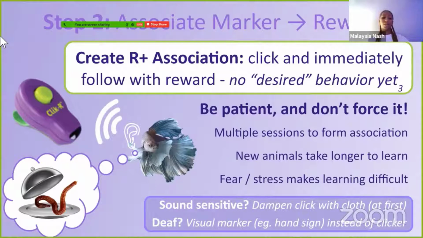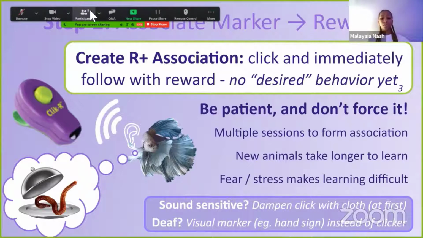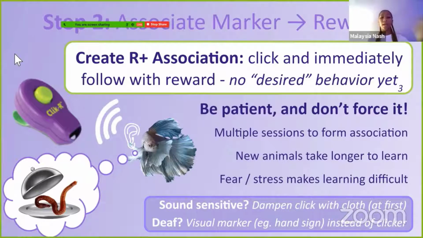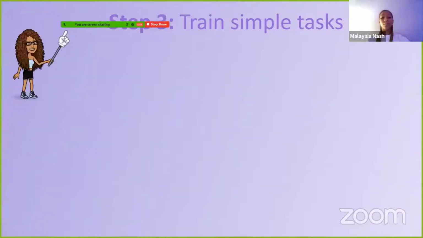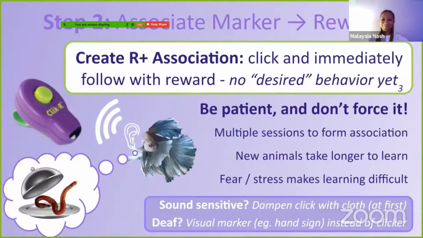Another case might be that your animal is deaf. So a good alternative is to use visual markers, which means using hand signs or movements instead of clickers. Sorry guys, it's important to use whatever is needed for your animal to learn this positive reinforcement association, which may also be known as taking charge or charging.